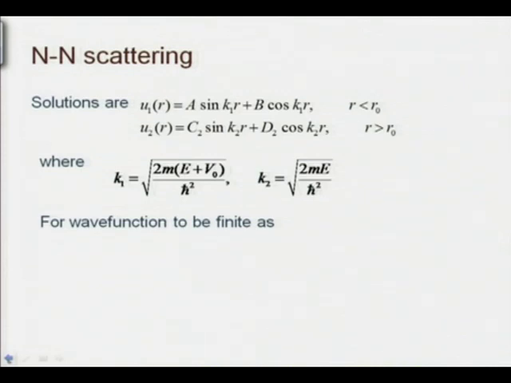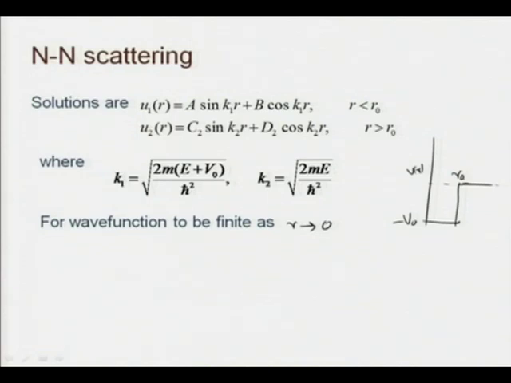For the wave function to be finite as r goes to 0. Okay. Let me draw the potential again. We have the potential starting from r equal to 0 with some non-zero value minus V0, and it is equal to 0 from r equal to r0 onwards. And we want, for region 1 where u1 is the solution, r tending to infinity, to include the point r equal to 0 as well. So as r tends to 0, if we want the solution to be a finite solution, we need to keep b equal to 0. Why?